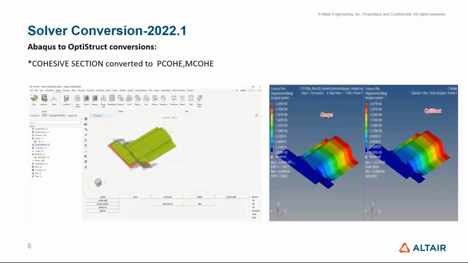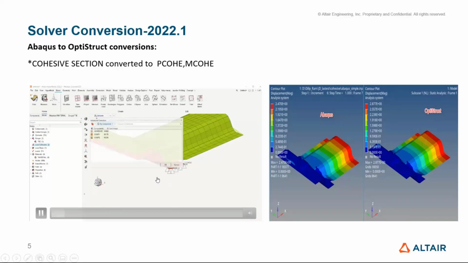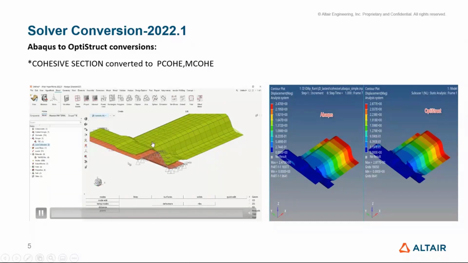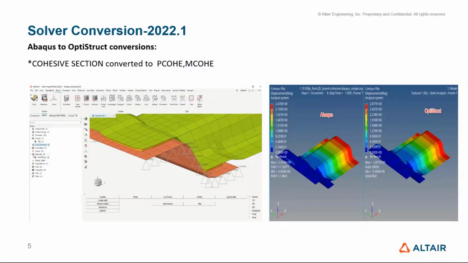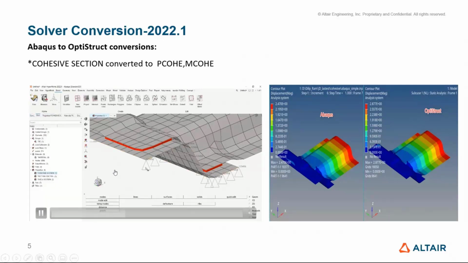The first major enhancement with regard to Abaqus to OptiStruct is related to star cohesive section. I have a small video here which gives you an insight into the workflow as well as how it's converted. I have a cohesive model here with cohesive elements in the Abaqus interface, and these cohesive elements are assigned to a cohesive section with the cohesive material mapped to that property. As you can see, the red portion between these two components is the cohesive section or the material.